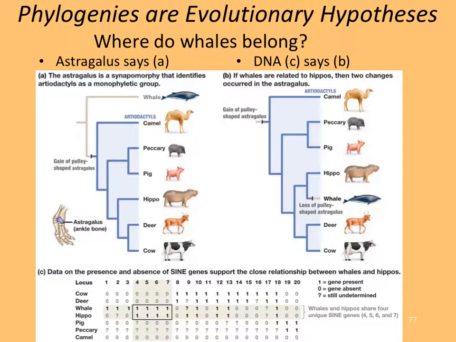But we have a whole bunch of DNA that's identical. And so we can actually show that whales are part of these artiodactyls. In fact, it turns out probably the closest living relative to a whale now is a hippopotamus.